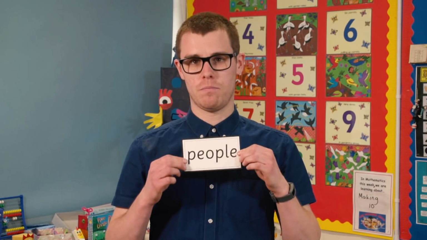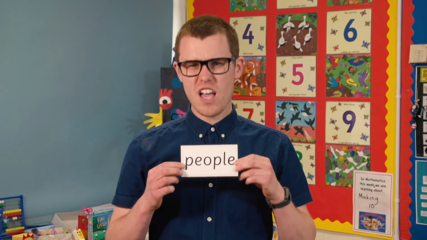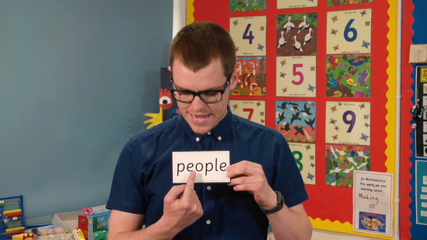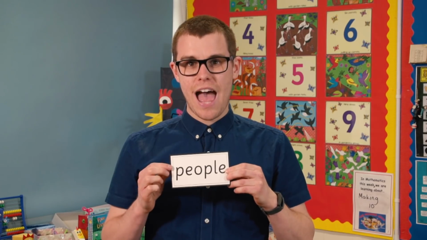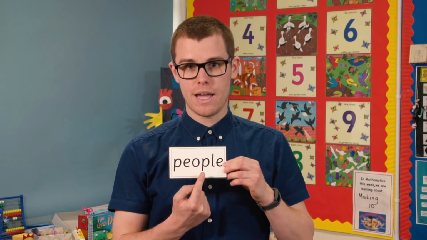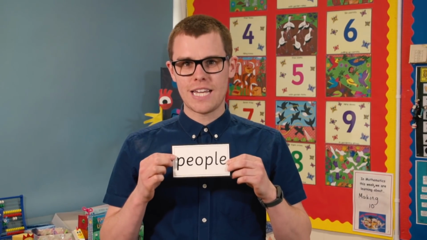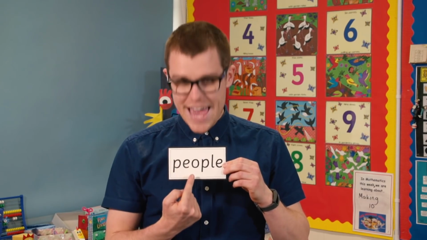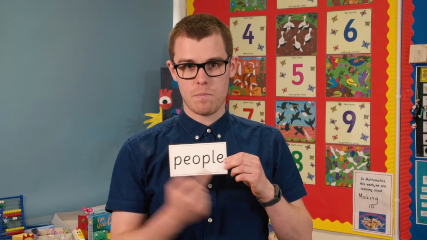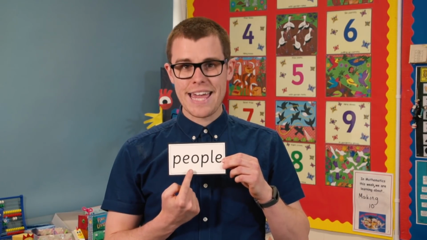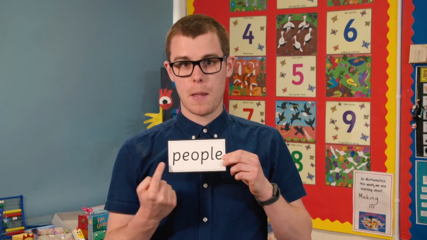Let's learn to read tricky words. We are going to learn to read the tricky word people. Well, the first bit is easy, but the second bit is tricky. It says E, and then I can read the rest, P, and these letters say U. When I read it, I say P, E, P, U. Now read the word with me. P, E, P, U. People.